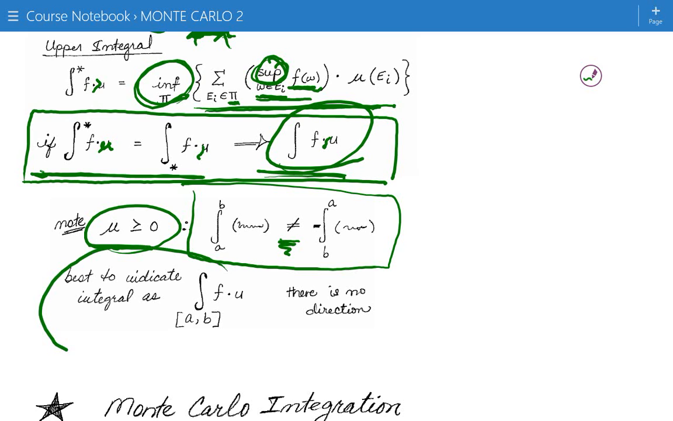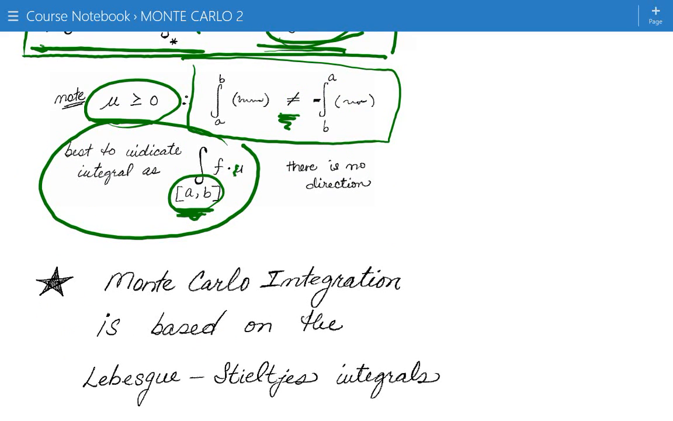So it's best to denote it in a little different way, to put the set over which mu is being applied to the function at the bottom, rather than go from A to B. That way we don't confuse ourselves with a sense of there being a direction.